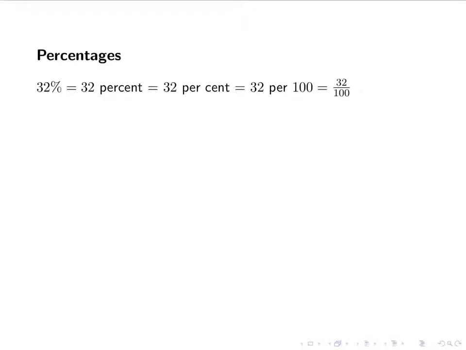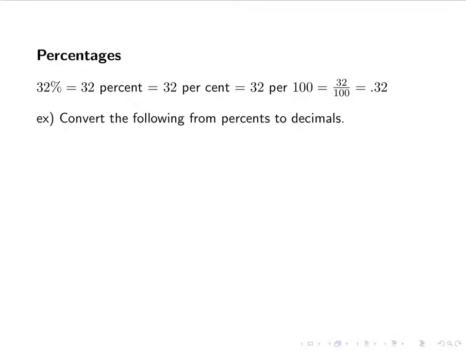And if I do out the division, whenever I divide by 100, I just move the decimal 2 places to the left. I get 0.32. So 32% is equal to 0.32. And we're going to do some practice of changing percents to decimals because that's going to be really important later on when we start doing equations that involve percents.